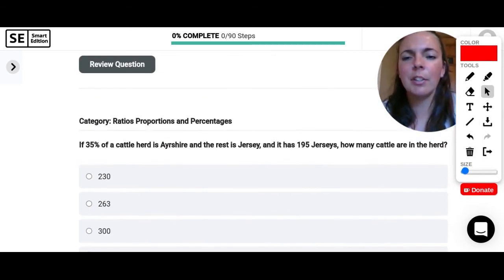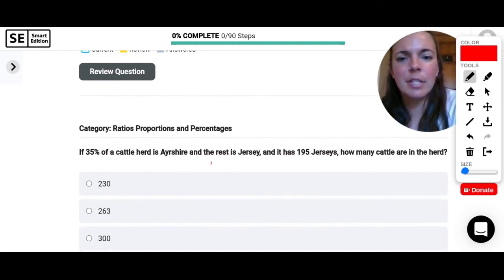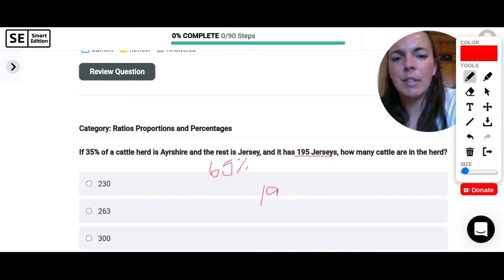If 35% of a cattle herd is Ayrshire and the rest is Jersey, and it has 195 jerseys, how many cattle are in the herd? So 35%, that would mean that 65% are jerseys. So 65% of some number is 195. So take 195 and divide it by, now how do we turn 65% into a decimal?